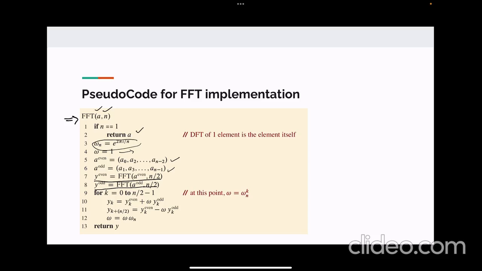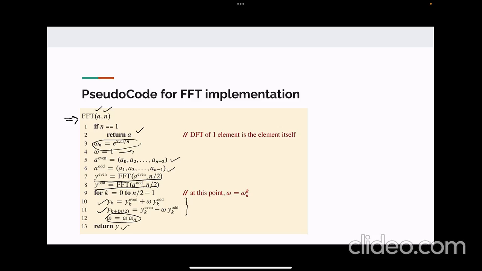How do we combine y even and y odd to get our y? What we do is we can combine y of k to be y even of k plus omega times y odd of k, and y of k plus n by 2 is y even of k minus omega times y odd of k. This is a very basic property which comes from the analysis of complex numbers, and then we update omega to be our new complex root of unity. We're basically iterating over all the complex roots of unity and calculating our y for each of them. Then we'll return our y.